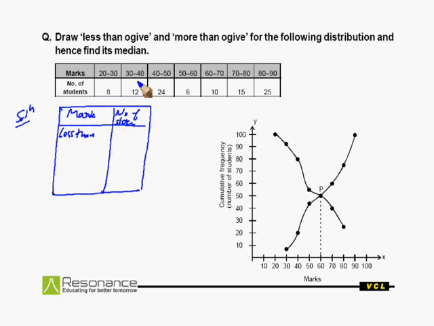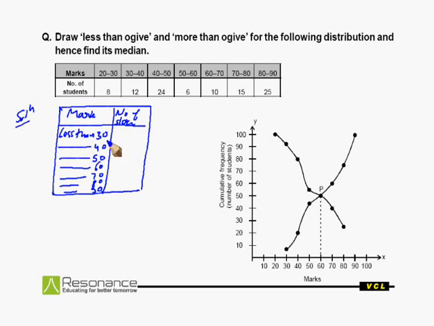and the upper limit of each class. That is, for the first class the upper limit is 30, so you have to write down less than 30, less than 40, less than 50, less than 60, less than 70, less than 80, and less than 90. So for the less than table we have to write down the upper limit of each class.